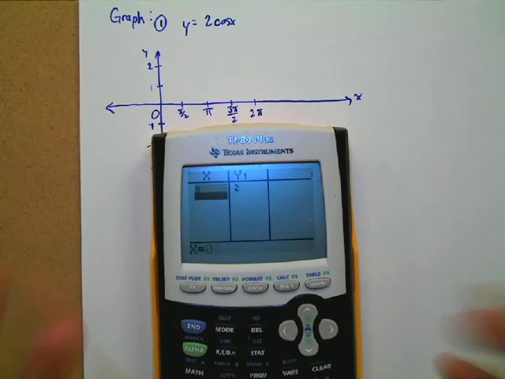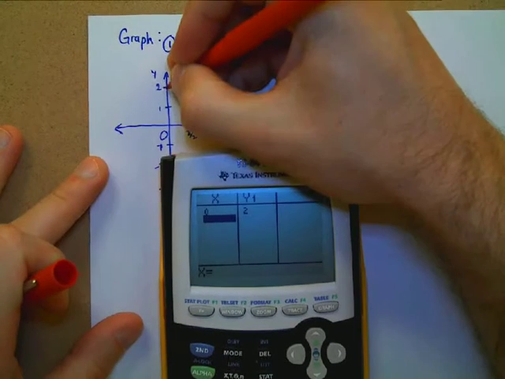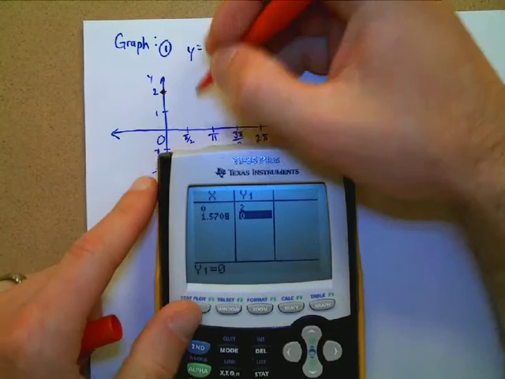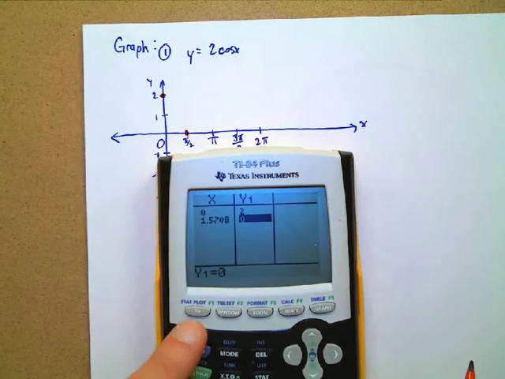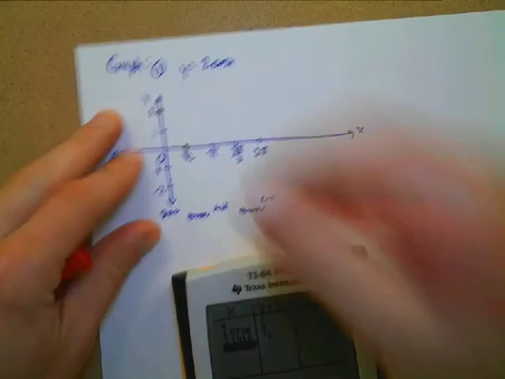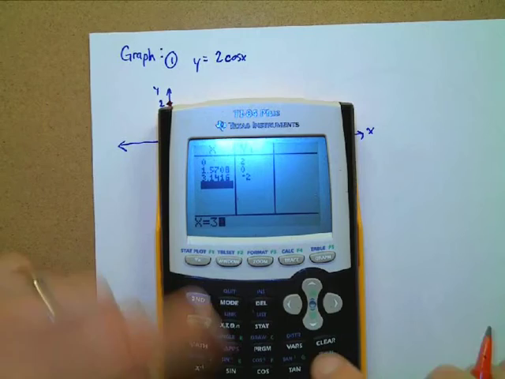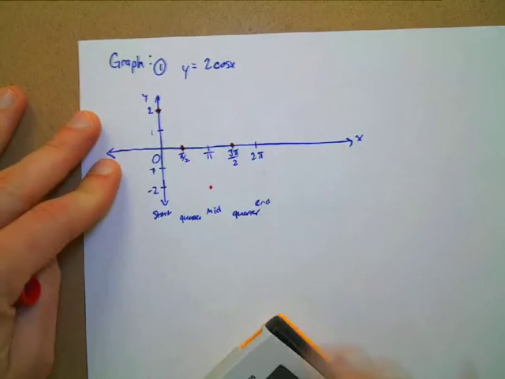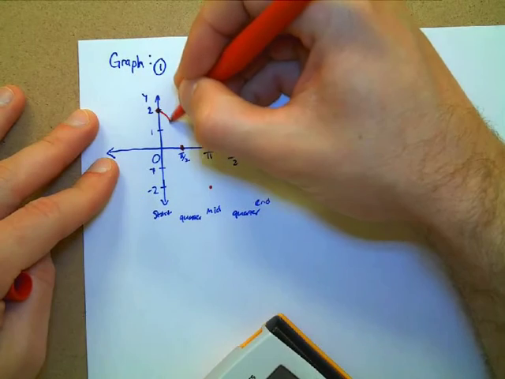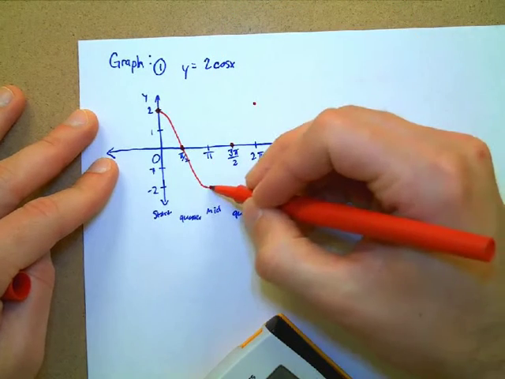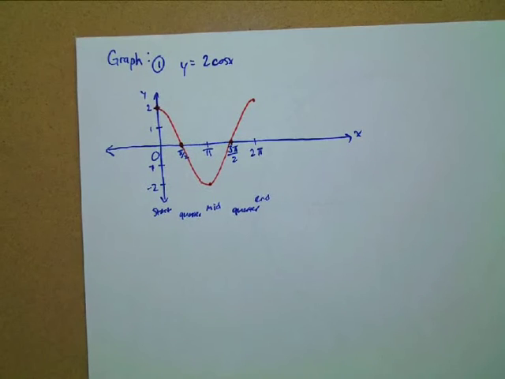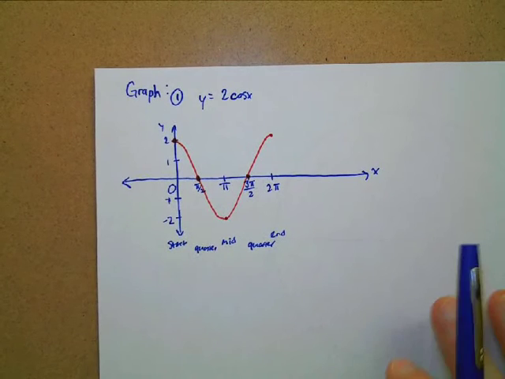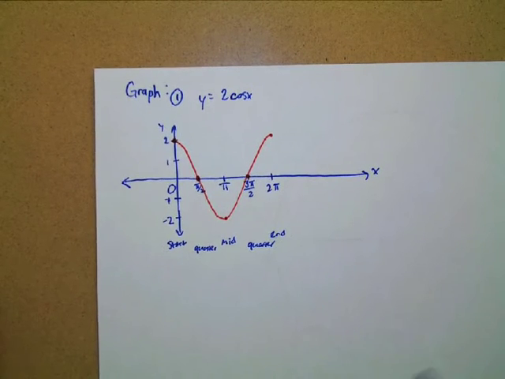So now I can type in 0 and I get 2. So it's 0, 2. Then I'll type in pi over 2. At pi over 2, I'm at 0. That's easy enough. At pi, negative 2. At 3 pi over 2, 0. And then at 2 pi, 2. And there's one full period of my graph, just like that. So there's one full period of the graph with an amplitude of 2, and the period is 0 to 2 pi.